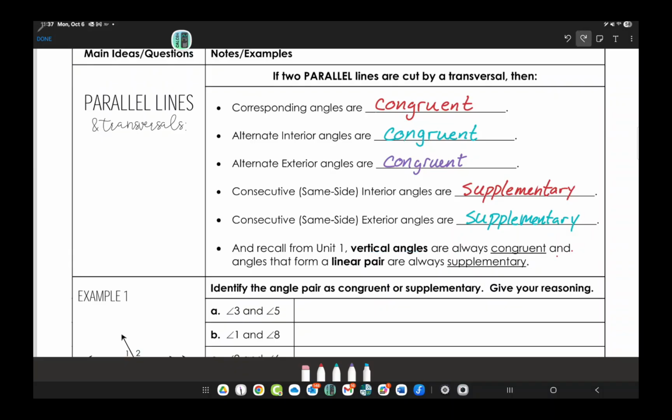So, vertical angles are always congruent. A linear pair are always supplementary. That is not going to go away. That will always be true. So we will have cases where we can identify vertical angles and a linear pair. So really, again, it's going to be, are we going to set these equal to each other, or are we going to add them to get 180? That's going to be your two options. Now, there is a hint.